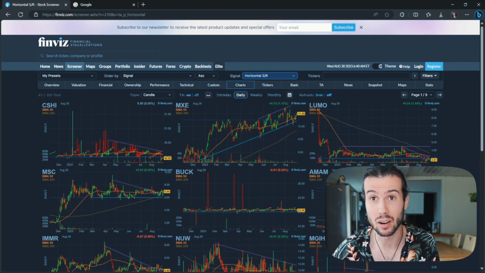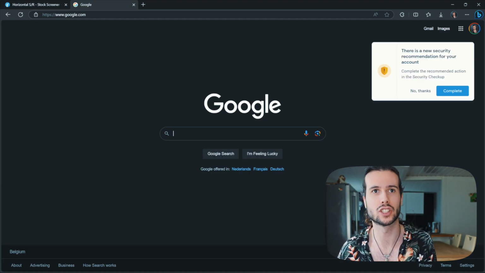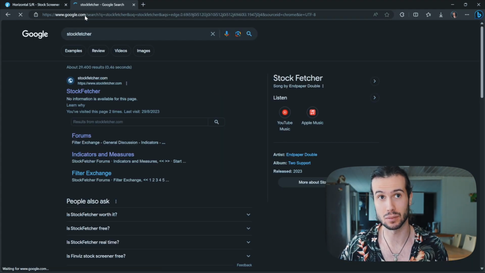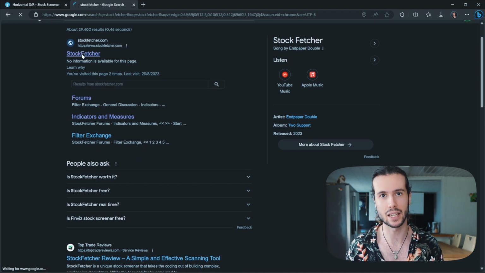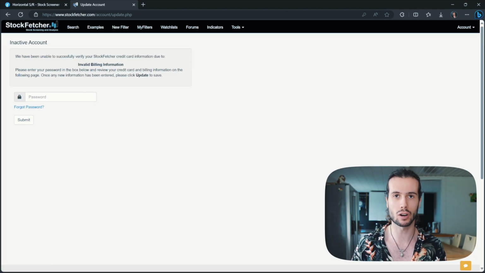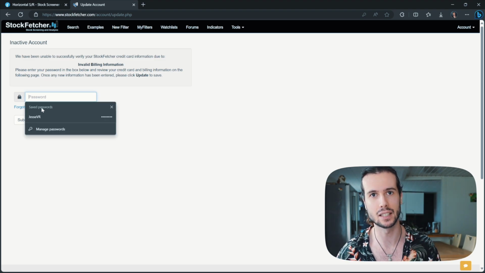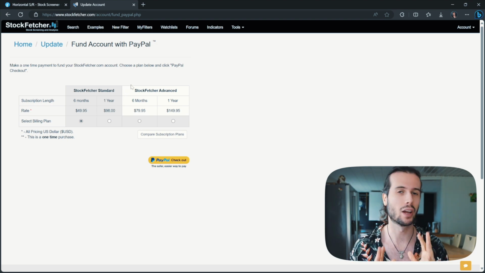Another website that I love a lot to find swing trading stocks is Stock Fetcher. Now, I have to be honest here, this one actually costs money. It's not a lot. Finviz has just a few technical indicators that you can screen on. With Stock Fetcher, you can screen for a lot of different technical indicators, such as Bollinger Band, MACD, moving averages. 2 years ago, I was using Stock Fetcher a lot. Now I don't use it anymore because I'm not swing trading.